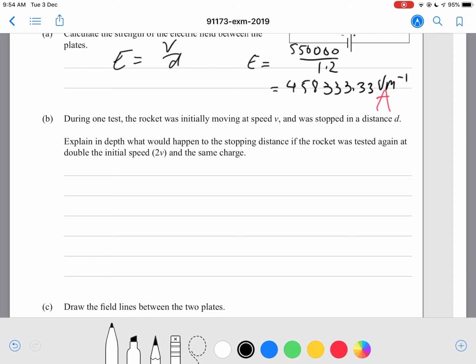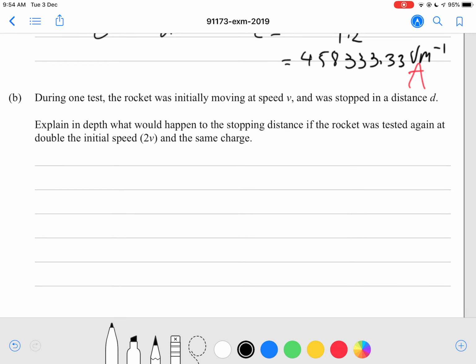During one test, the rocket was initially moving at speed v and stopped in a distance d. Explain in depth what happened to the stopping distance if the rocket was tested again at double the initial speed and the same charge. The important thing to note in this question is that by doubling the initial speed, we are actually increasing the kinetic energy of the rocket. So this is an energy conservation question. It's asking how is the distance traveled affected by the speed?